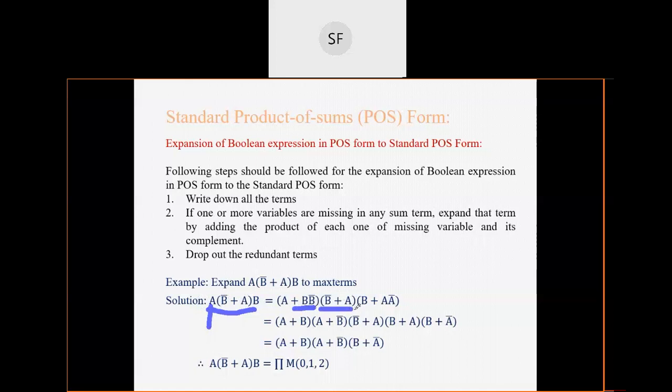सेकेंड टर्म का तो कुछ प्रॉब्लम नहीं था, ऑलरेडी टू वेरिएबल्स वॉज प्रेजेंट. बट इन अगेन थर्ड टर्म, that is this b, a was absent, so we have added b plus a into a bar. Okay, and now how to expand these b bar, a bar terms?